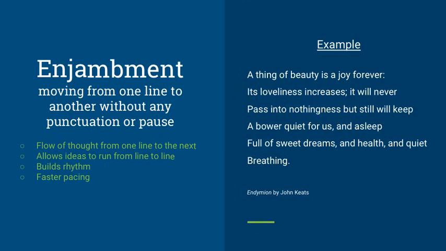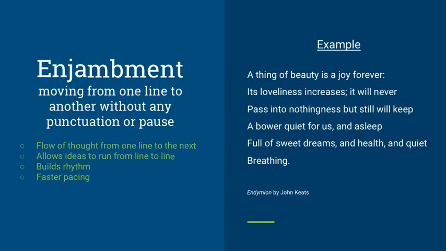Moving away from just looking at letters and sounds, we've got enjambment, which is moving from one line to another without any sort of pause or punctuation. The uses of this poetic device would generally be for flowing of thought from one line to the next, allowing ideas to run from one line to another line, and it all helps lead itself towards building rhythm and faster pacing.